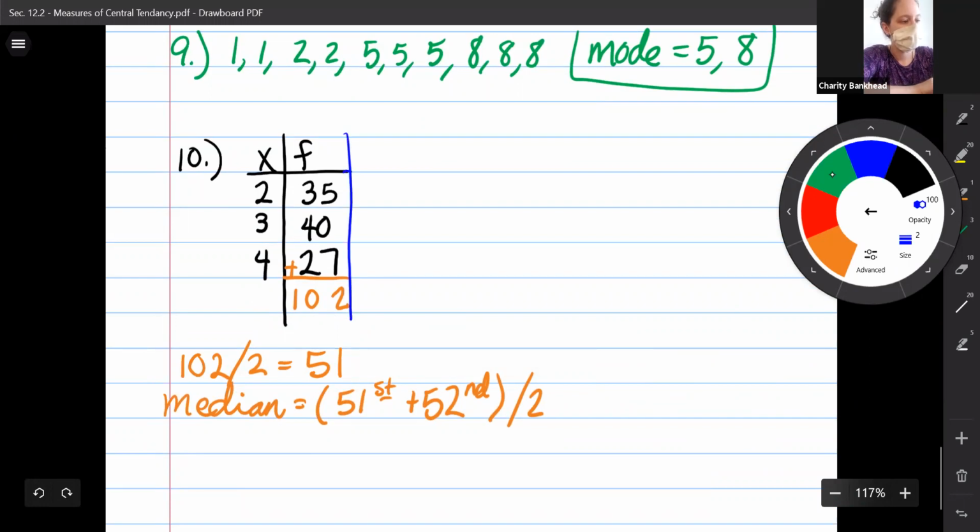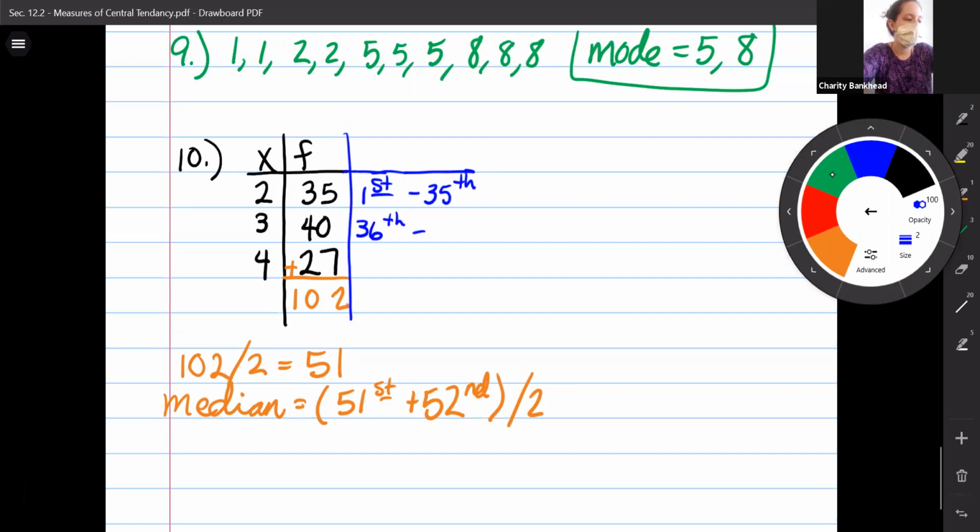So would it just be 40? Well, remember the numbers in your list are 2s, 3s, and 4s. Oh, yeah. So the first item through the 35th item are all a 2. And then the 36th item through the 75th are all 3. So that means your 51st and 52nd items in the list are both 3s. So that means your median is 3.